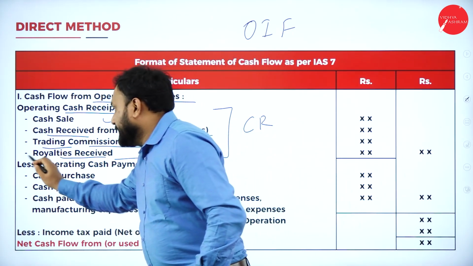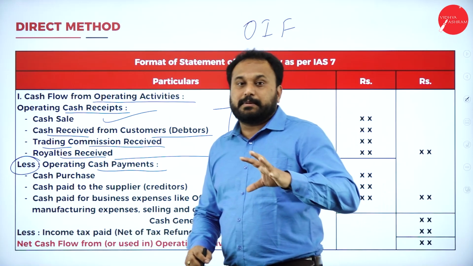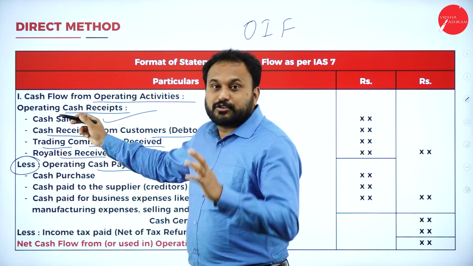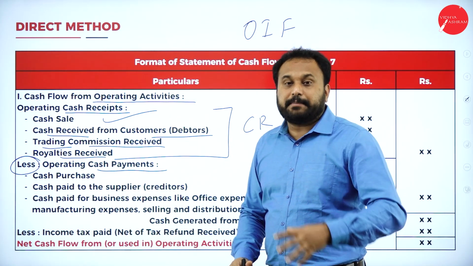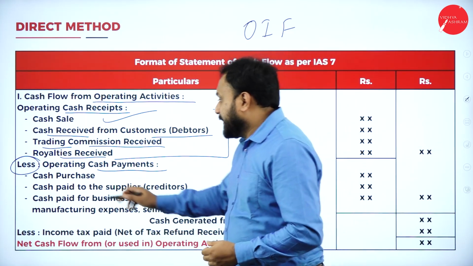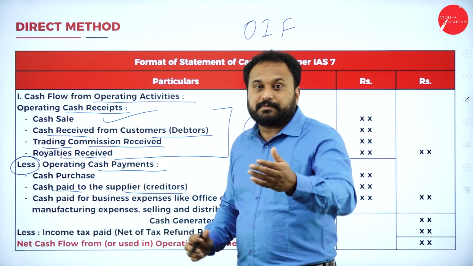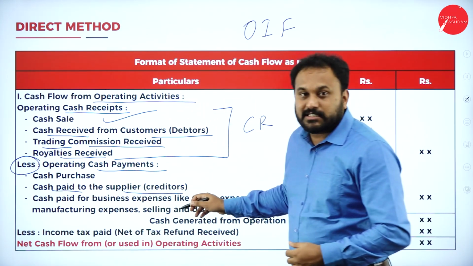That's why it is what? Less. Operating cash payments. So operating cash payment, what is it? Cash payment. Now here cash sale is the opposite. Cash purchase, that is if I purchase anything, then it is all payment. Next, cash paid to suppliers. Now here what has happened? I have received from customers. Now I need to pay the suppliers. So again it is less.